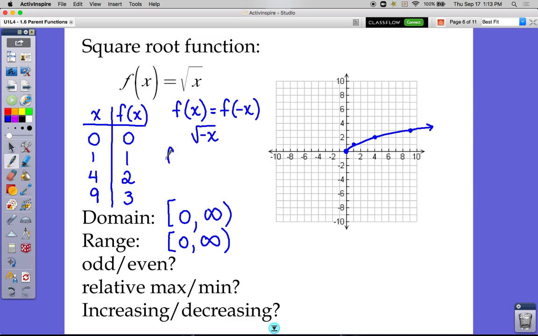Also, in order for it to be odd, f of negative x would have to equal negative f of x. So f of negative x, we just calculated that, is the square root of negative x. And then negative f of x is negative square root of x. These two things are not the same. So it's not odd either. In that case, it's exactly that, neither.